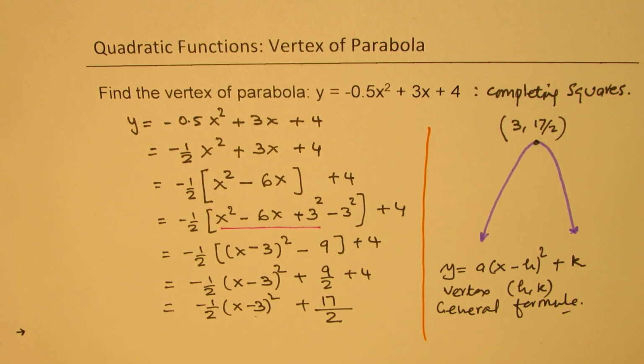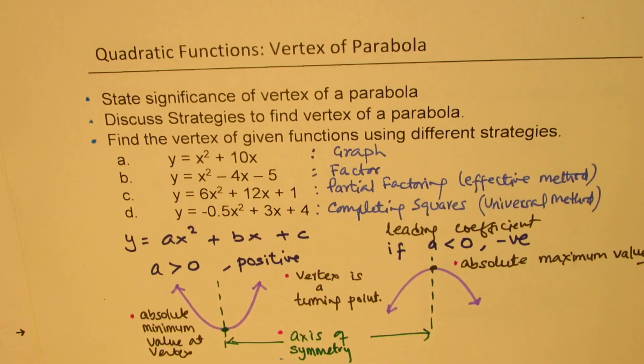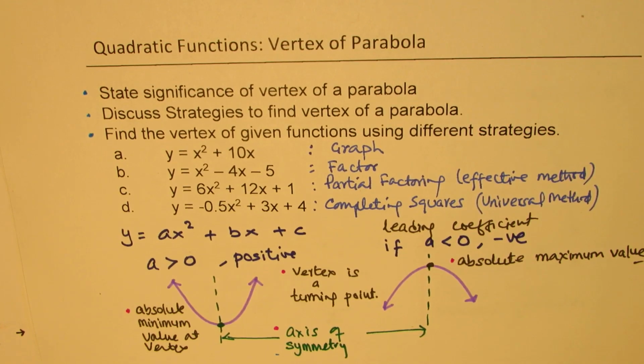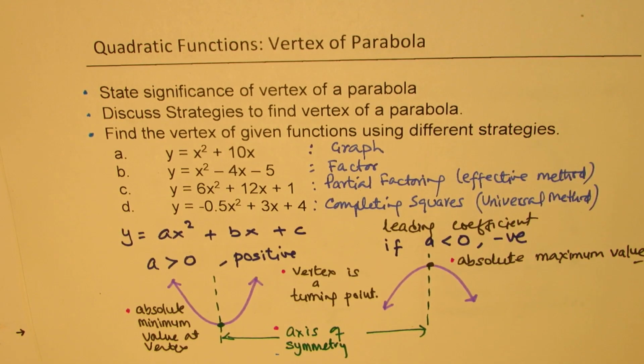Okay, so I hope with these examples you got a fairly good idea about how we can calculate the vertex and how different methods can be utilized to find it, and also the significance of this particular point. This also helps us to solve many word problems, mainly related to optimization, when we are trying to maximize volume or area, or trying to minimize the cost. So I hope that makes sense.